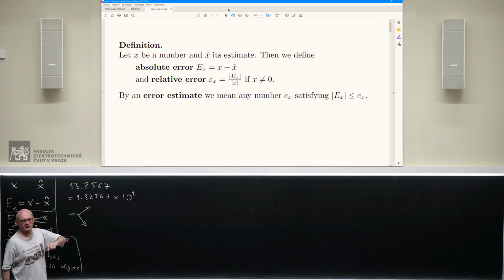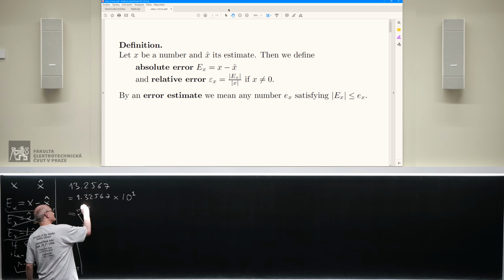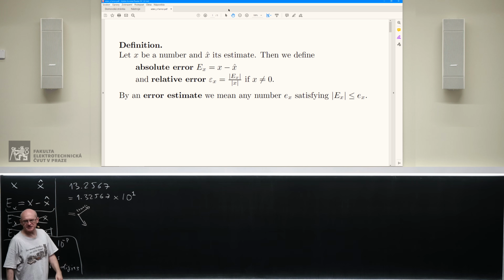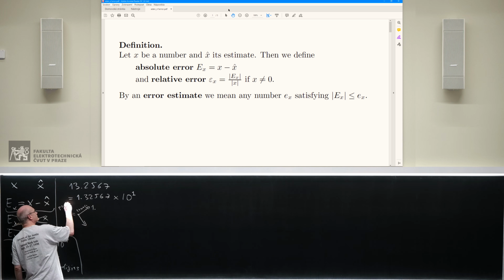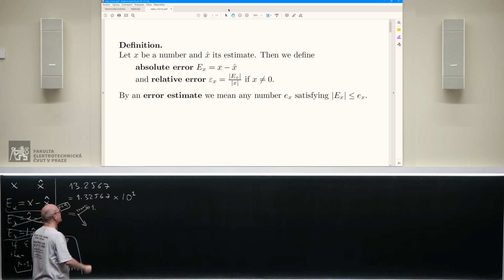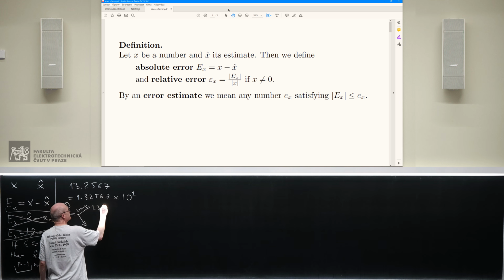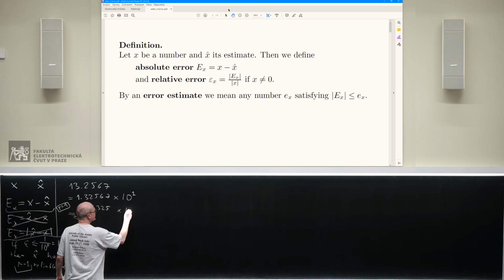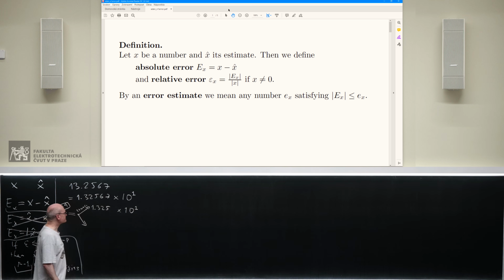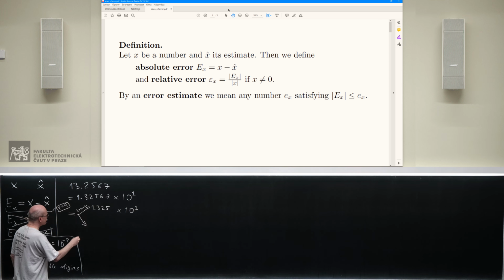again, there are 2 possible approaches. In some systems, they use so-called truncation. And truncation works easily. You just ignore whatever you don't want. So I want 4 digits. Let me put it here. P is equal to 4. I want 4 digits. So it's 1.325, and I just ignore the rest. Times 10 to 1. The other possible way is rounding.